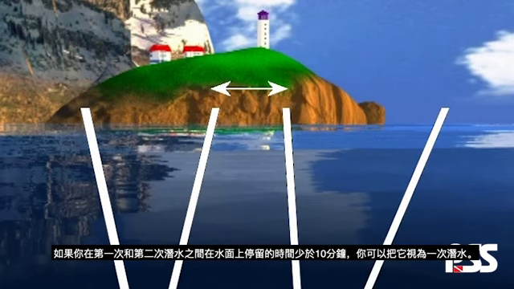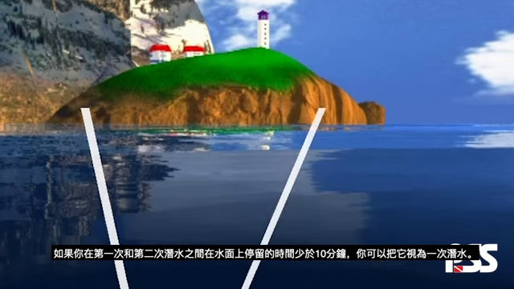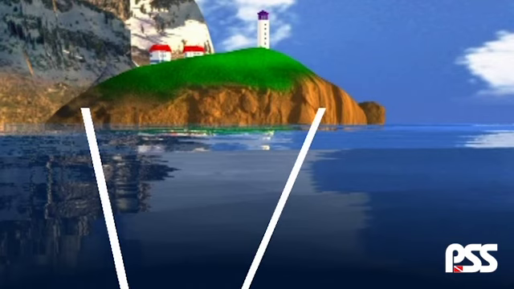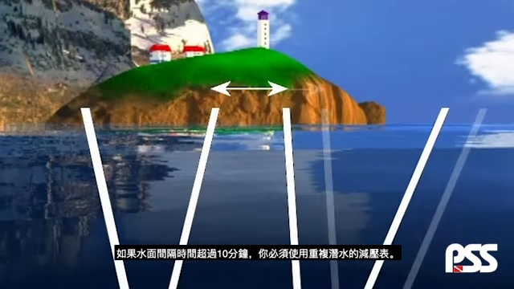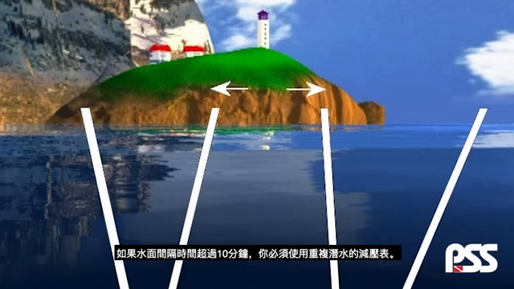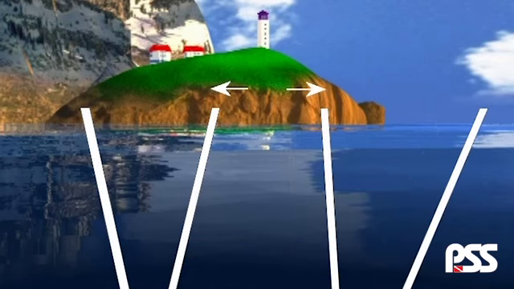If you stay on the surface for less than 10 minutes between the first and second dive, you can consider it as one single dive. If the surface interval is more than 10 minutes, you must use the table that refers to repetitive dives.